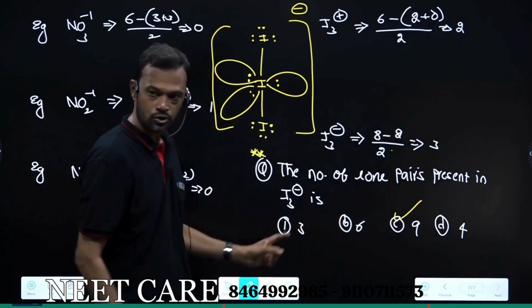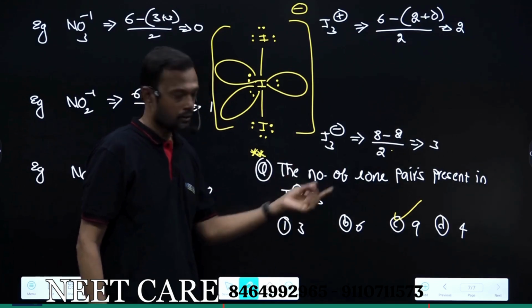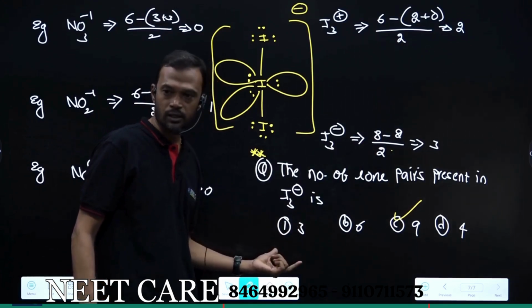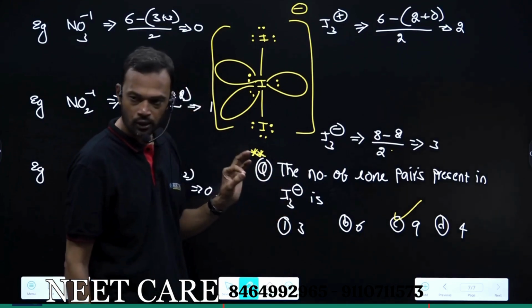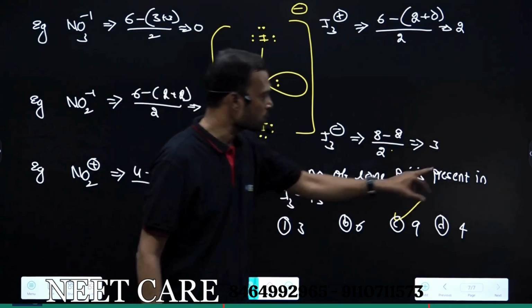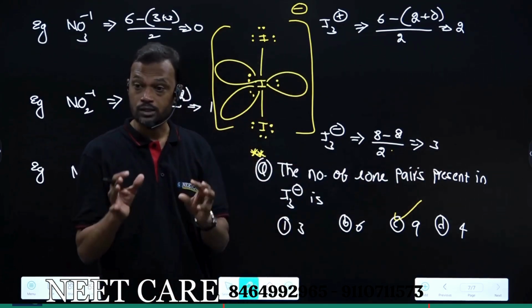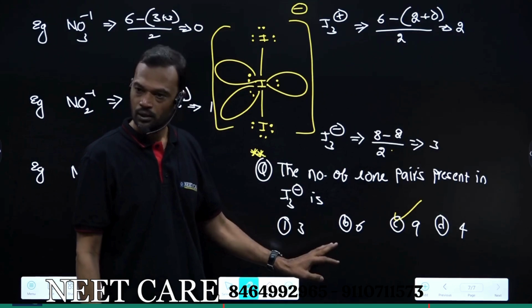But they will logically give the first option. Generally what you people will do, by applying this one, you will say 3 lone pairs. First option is ready. You won't see the other options. That's why try to listen to the question completely. The number of lone pairs present in I3 minus. He was not asking about the central atom. He was asking how many lone pairs are present in that molecule. That is the question. Is it clear?